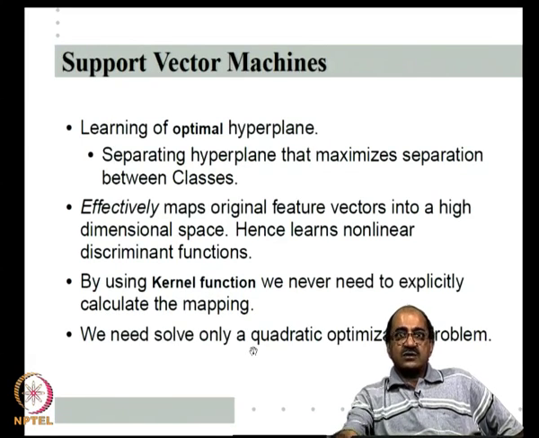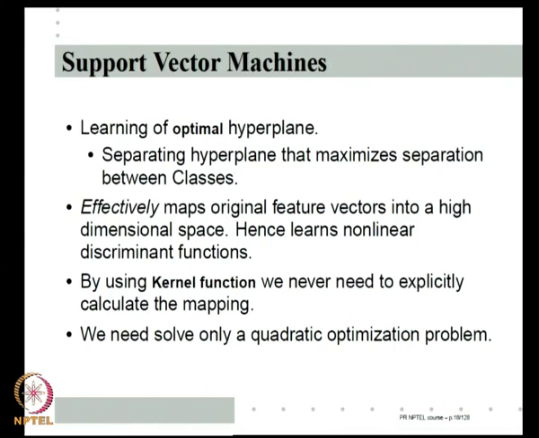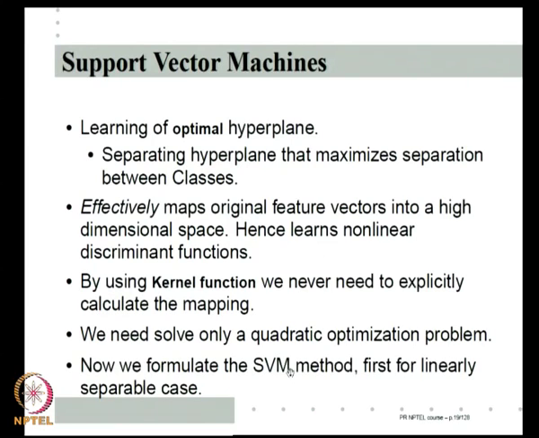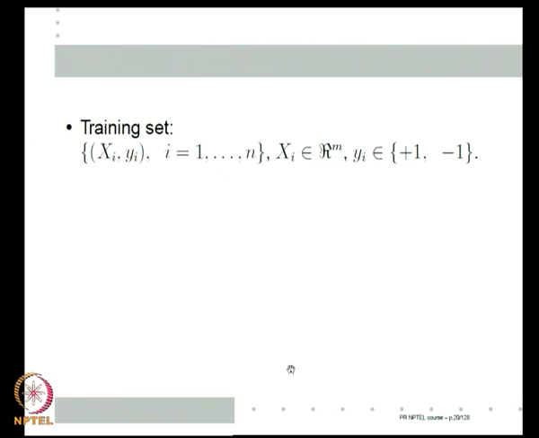So, ultimately as it turns out, for the sake of solving a quadratic optimization problem, we will look at the dimension of the quadratic optimization. It turns out to be the number of examples rather than the dimension of the feature vector, but we solve only a quadratic optimization problem and are able to do this mapping into a high dimensional space and learn a linear classifier there. Okay. So, with that introduction, let us move on to formulating the SVM method. First, we will look at formulating it for the linearly separable case, and then we will look at the more general case. Okay. So, this is the training set given to us. We will revert back to our old training set notation.